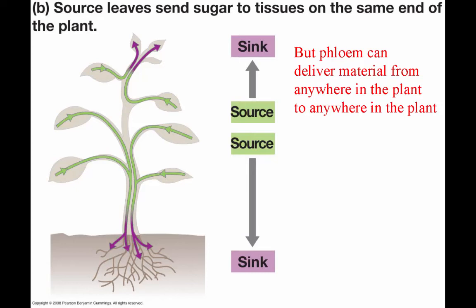In this video, we're going to talk about phloem. Phloem moves material from a source, which can be anywhere, to a sink, and the sink can be anywhere. In fact, the same phloem can be used in the opposite direction if the plant needs to move material in the opposite direction.